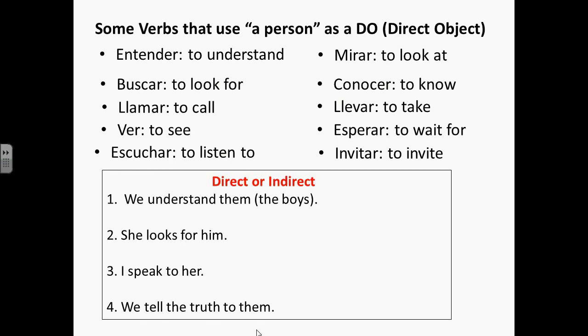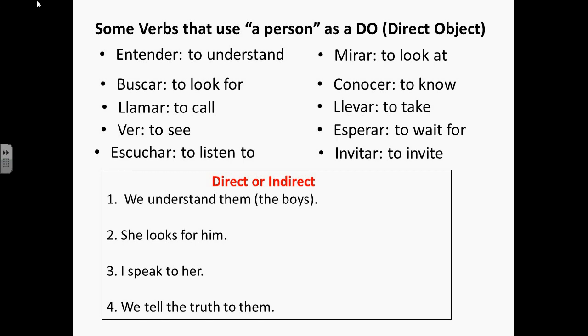Okay, here are some verbs that use a person as a direct object. Make sure you write these down. All of these verbs here, when you have a person in the sentence, they are the direct object, and you would use lo and la. You would not use le or les. Sometimes you'll hear it called leísmo, where people in other countries, especially Spain, will use le for any person that you're talking about, which is incorrect grammatically. There are certain verbs where the person is a direct object. So make sure you write these down.